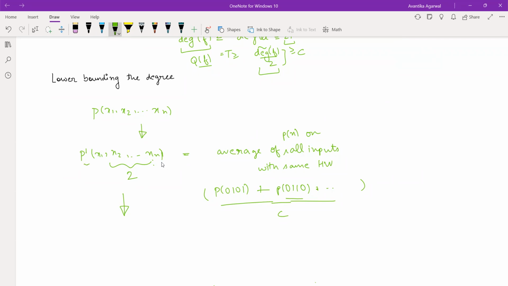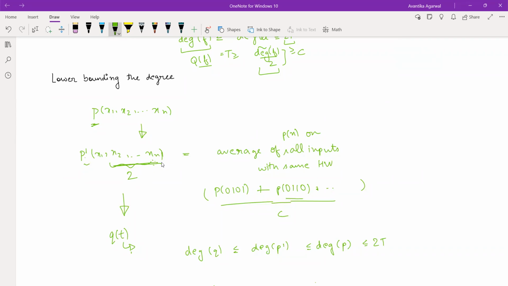So using this p prime, I can create this polynomial q(t), where t is the Hamming weight of the input. The output of q(t) is the same as p prime(x1, x2, ..., xn). Since the output of p prime was just dependent on the Hamming weight, all input strings with the same Hamming weight have the same output. So I can create another polynomial q(t), which just takes the Hamming weight as input and outputs this value of p prime. And I can show that the degree of q is less than or equal to the degree of p prime, which is in turn less than or equal to the degree of the original p that we found from our construction, which was at most 2T.